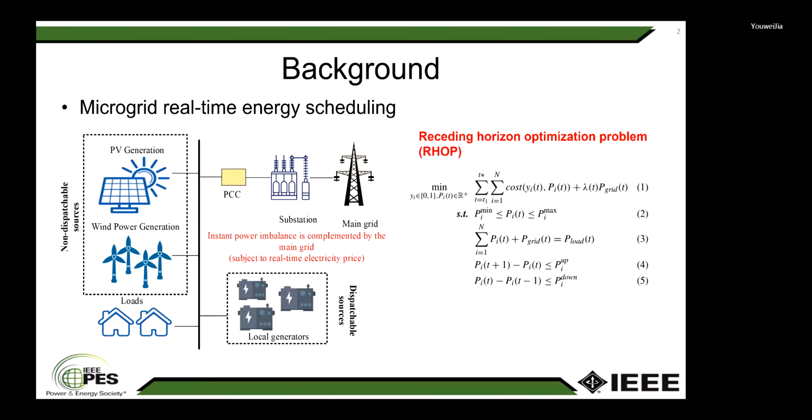This figure presents a typical small-scale microgrid, which comprises multiple dispatchable units and non-dispatchable sources. So here, we consider the real-time energy scheduling problem on these dispatchable units, which can be mathematically formulated as a receding horizon optimization problem. The objective is to minimize the total operational costs incurred by local generators and the deficit electricity purchased from the main grid.